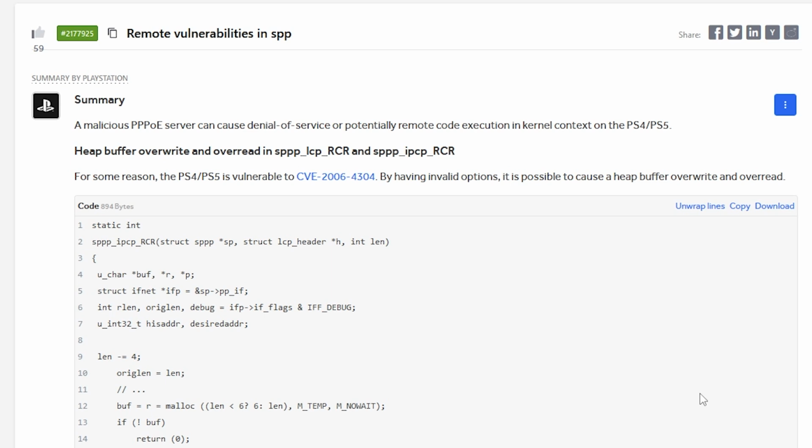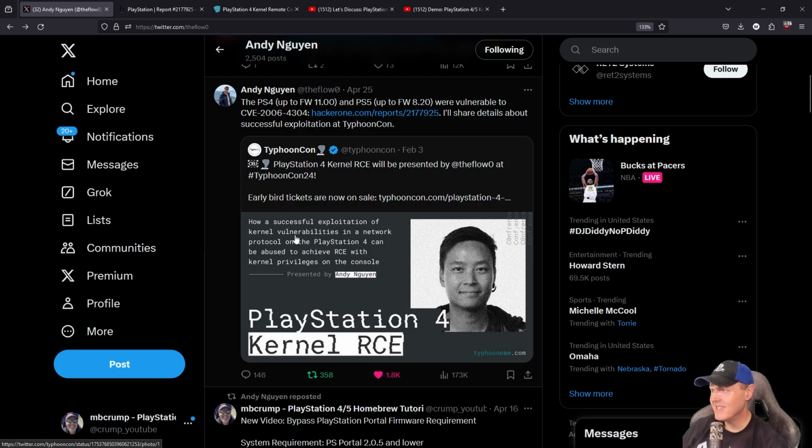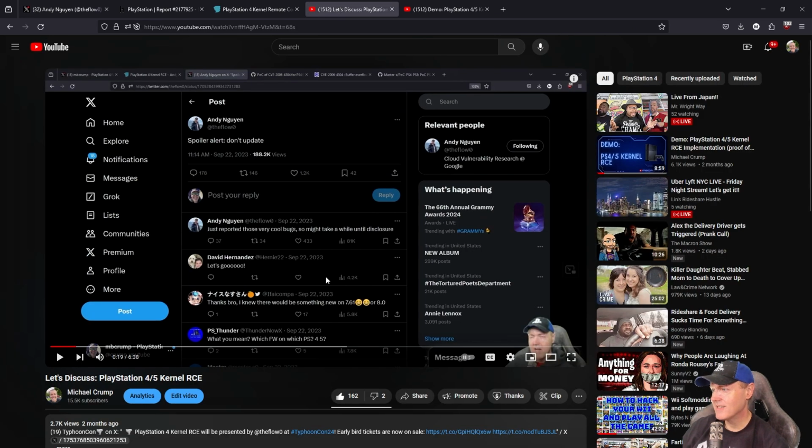Now, what I find really neat about all of this is that if we go back over, we can see that this talk was titled right around PlayStation 4 Kernel RCE. What's interesting about that is that I discussed this just about 2 months ago where I was like, this is not a PlayStation 4 only Kernel RCE. I think even in this, I was like, no way, the flow. This is definitely for the 4 11.00 and for the PlayStation 5 at 8.20 and under.